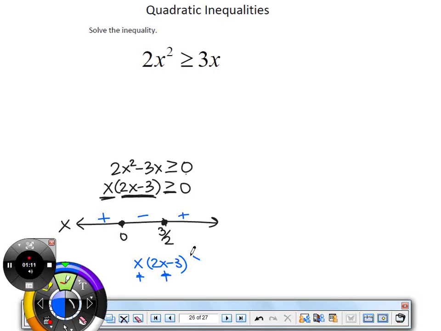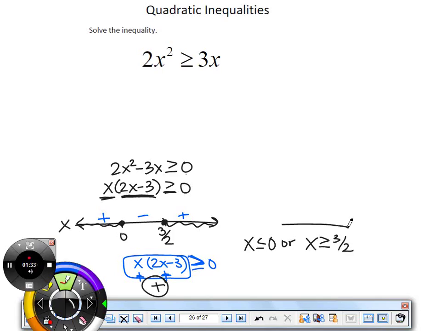And again, look at what we're looking for. We want the calculation, when you plug in an x, to be greater than 0. In other words, we want it to be positive, and that is happening here and here. So the way that we state that mathematically is that x can be less than or equal to 0, or x can be greater than or equal to 3 over 2. It has these two different regions of x values that give us that result.